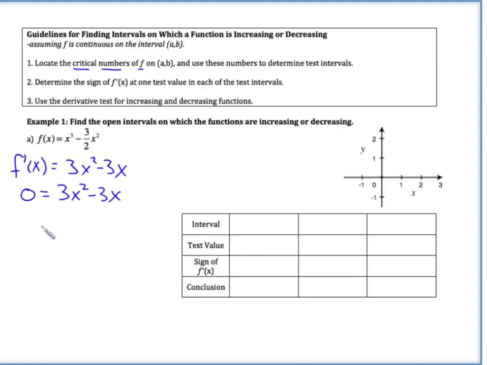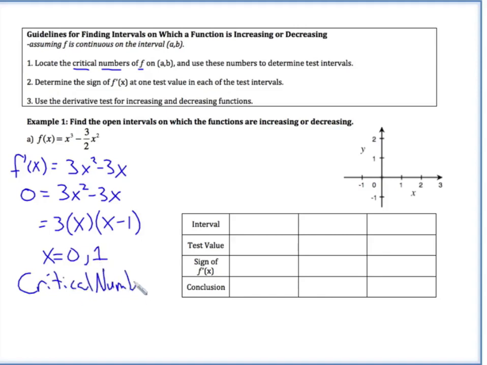Okay, so we can factor this out. We would get 3x times x minus 1. And so here, x equals 0 or 1. And these are our critical numbers. Okay, so that was step number 1. It said locate the critical numbers. And now we want to use these numbers to determine our test intervals.